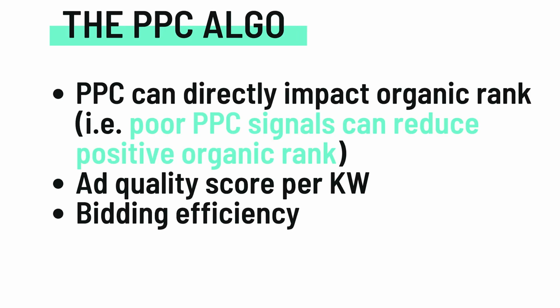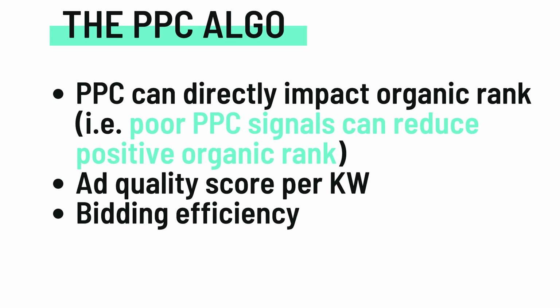Then there's also an Amazon pay-per-click algorithm that's thought to be at play. So pay-per-click, again, can directly impact your organic rank. So poor pay-per-click signals can reduce positive organic rank. So you could have a product that's actually doing really well organically, and you funnel in pay-per-click ineffectively at that word, it can actually reduce your organic rank. So we have to understand those levers.